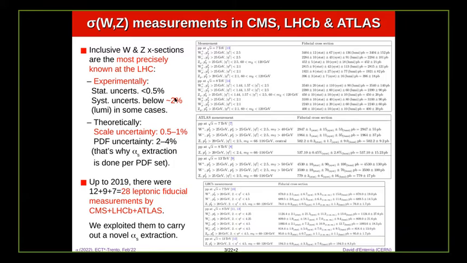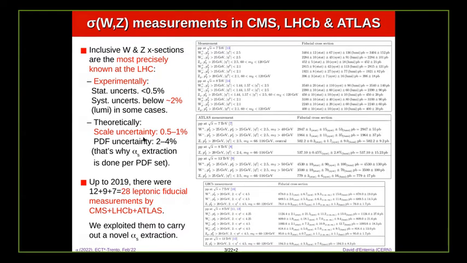But the data we analyzed was 28 leptonic fiducial measurements made by CMS, LHCb, and ATLAS, and you have the list here of cross sections that were measured. So for example, W plus in the electron channel, or Z averaged over muons and electrons, and then different regions of phase space and so on and so forth.